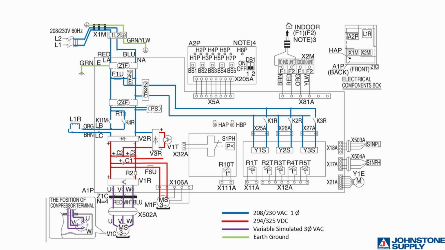Here's an example of an inverter board schematic. The blue lines represent 208, 230 volt single-phase AC power. The red lines represent the DC power after it's been changed in the diode stack. The purple lines represent the simulated three-phase AC power to run the compressor. The green lines are the system ground. The 208, 230 volt AC power enters the outdoor unit on L1 and L2.